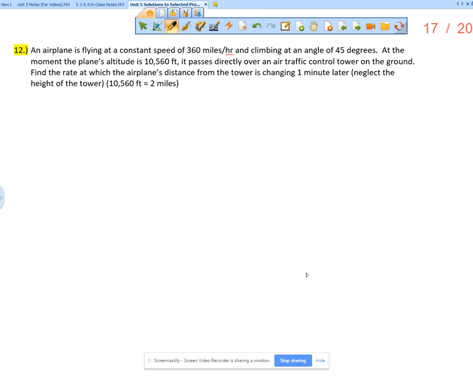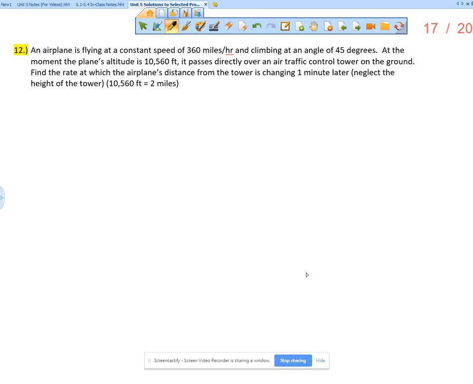All right, so an airplane is flying at a constant speed of 360 miles per hour and climbing at an angle of 45 degrees. At the moment the plane's altitude is 10,560 feet, it passes directly over an air traffic control tower on the ground. Find the rate at which the airplane's distance from the tower is changing 1 minute later. Neglect the height of the tower.